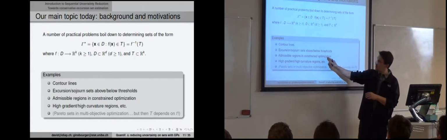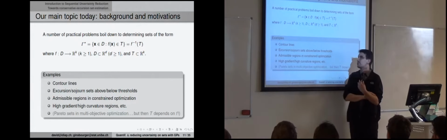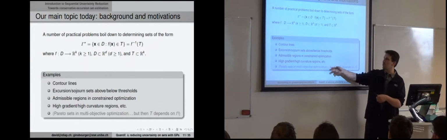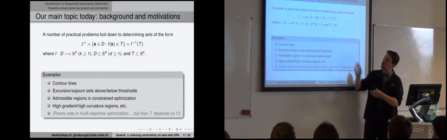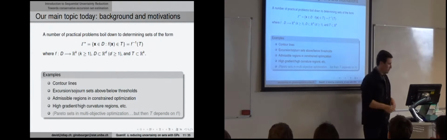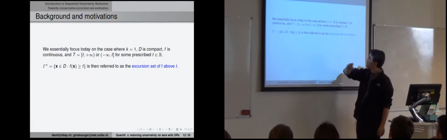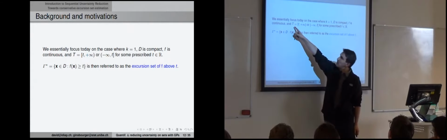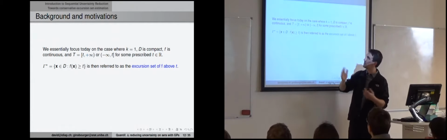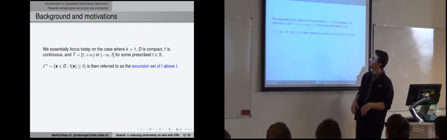It also relates to admissible regions in constraint optimization, regions of high gradients or high curvatures, and in some sense to Pareto sets in multi-objective optimization, but it's slightly more complicated because then the set capital T depends on the function itself. So we will not tackle that today. So today we will, for simplicity, most of the time assume that the set of interest for the output is a half line of the form T plus infinity or minus infinity T, meaning I want to find those X for which the response exceeds a threshold or remains below a threshold.